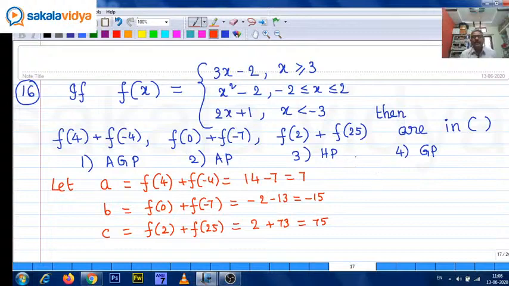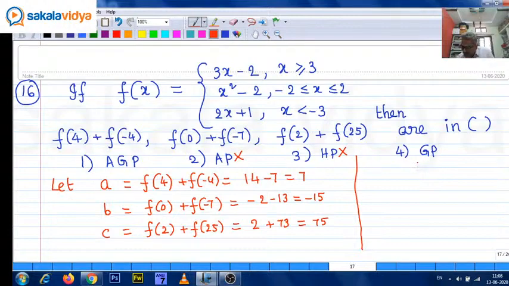So now you can check it. Minus 15 plus 7 is minus 22, and 75 plus 15, no, it's not AP. It's not AP means obviously it is not in harmonic progression. These two options are eliminated. Now we need to check.